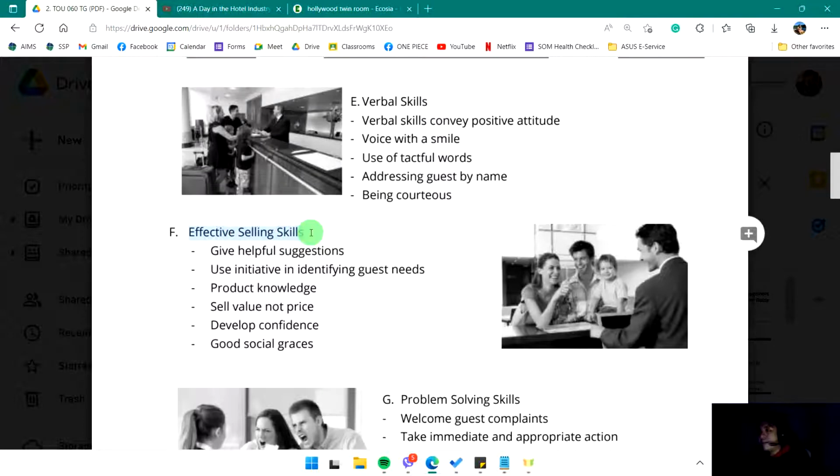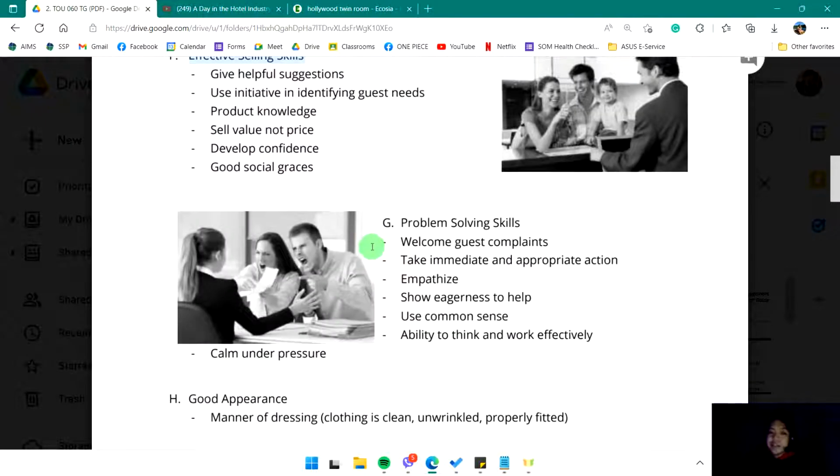Pag magaling kang magsalita, magaling kang makipag-usap, you now have the tendency that you can sell a specific product at a higher price or mas mahal mo ngayon mabebenta ang isang produkto. So, you see, no? Very essential talaga ang communication skills natin. And also, ito yung pinakaayaw kong trabaho ng isang nagtatrabaho sa front office, problem solving skills. Sobrang nakakapagod.